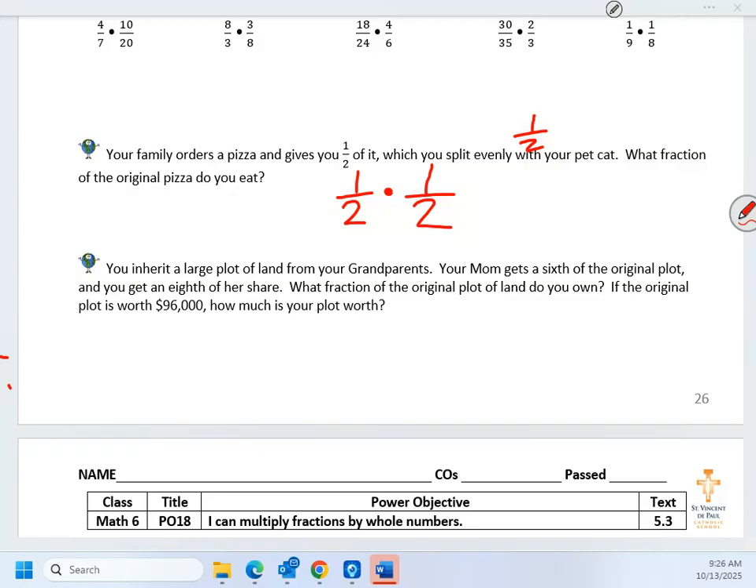So you have to know how to figure out which fractions you're multiplying together. You inherit a large plot of land from your grandparents. Your mom gets 1/6 of the original plot. What fraction would that be? If your mom gets 1/6 of the original plot. Moses? 1/6.